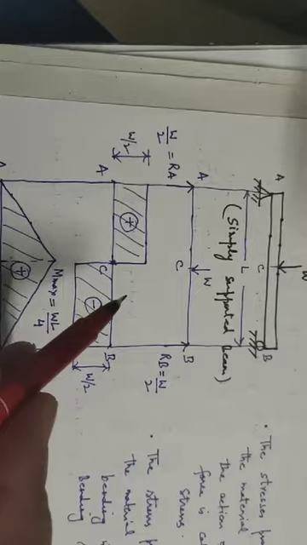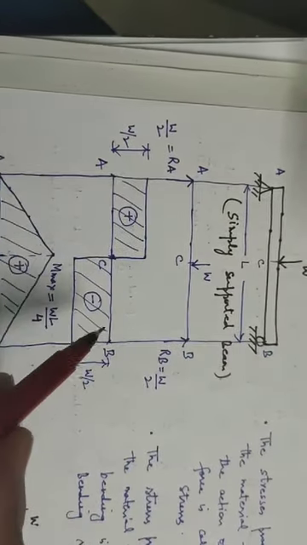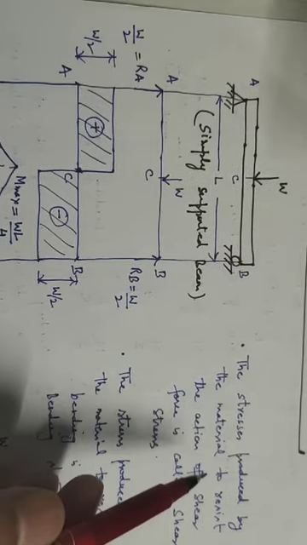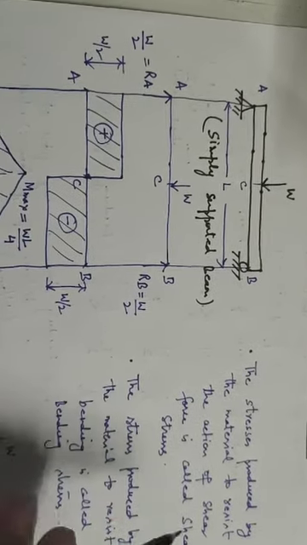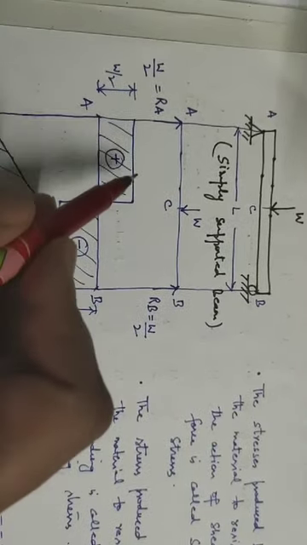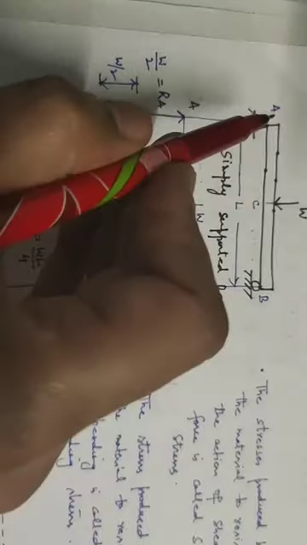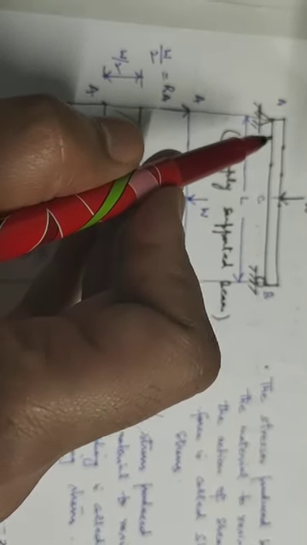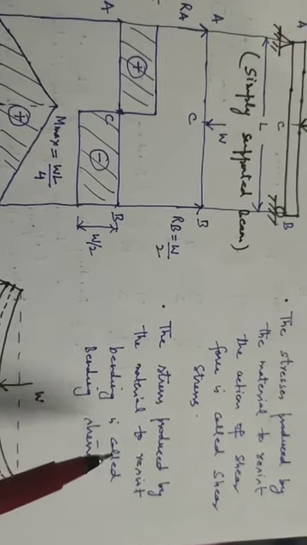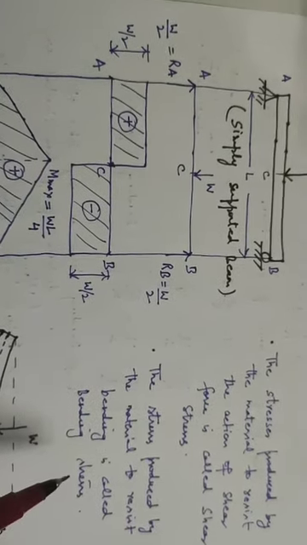So we will say that the stresses produced by the material to resist the action of these shear forces are called shear stresses. तो इस shear forces की वजह से इस बीम के अंदर जो stresses आएंगी उसको हम बोलेंगे shear stresses. Similarly, the stresses produced by the material to resist bending are called bending stresses.